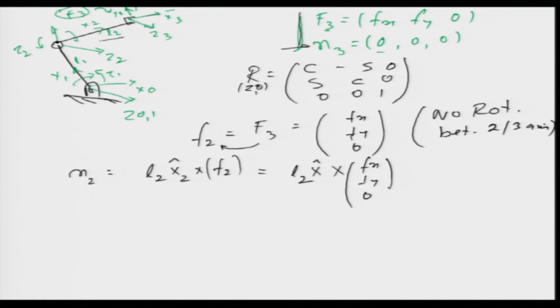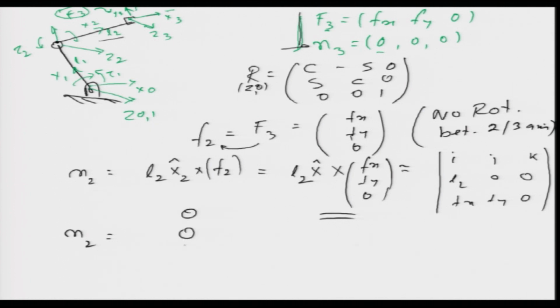Now, how do we find this out? How do you find this term? It is basically finding the cross product. So, it is i, j and k, and this is equal to L2 0 0, and fx, fy and 0. Okay. So, when you find the cross product like this, we get N2 is equal to 0 0 L2 fy.